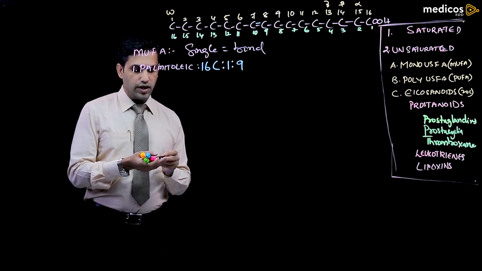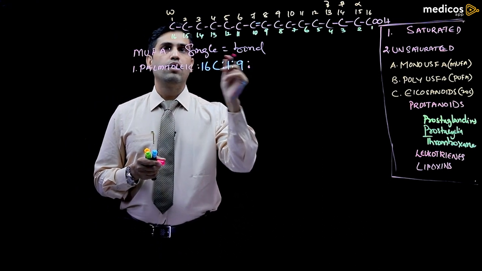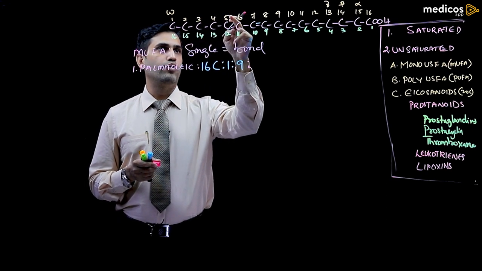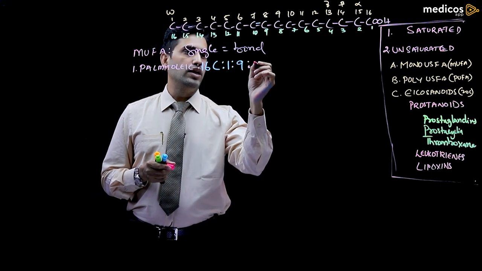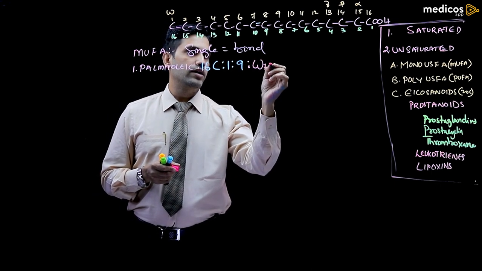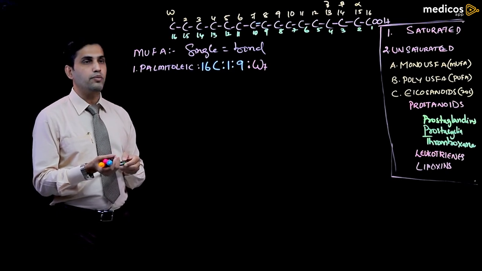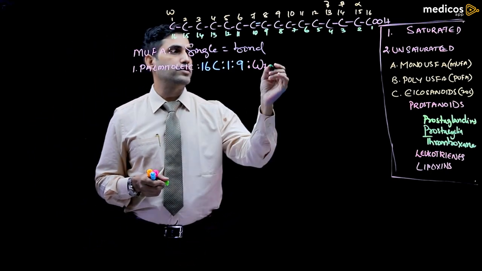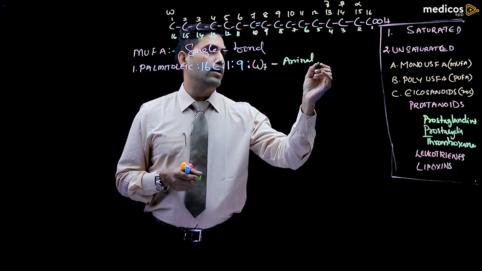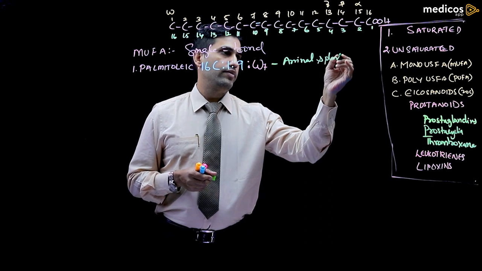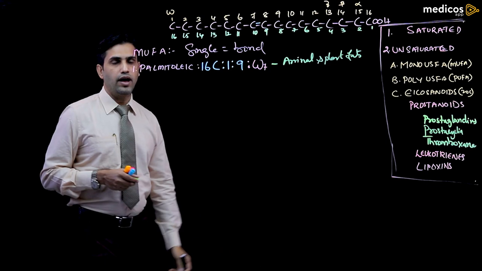If it is position number 9, what is the omega family? 1, 2, 3, 4, 5, 6, 7. On carbon 7, there is a double bond. So it is an omega 7 family. Where do we get palmitoleic acid? What is its importance? It is present in almost all animal and plant fats. Everywhere it is present, animal and plant fats.